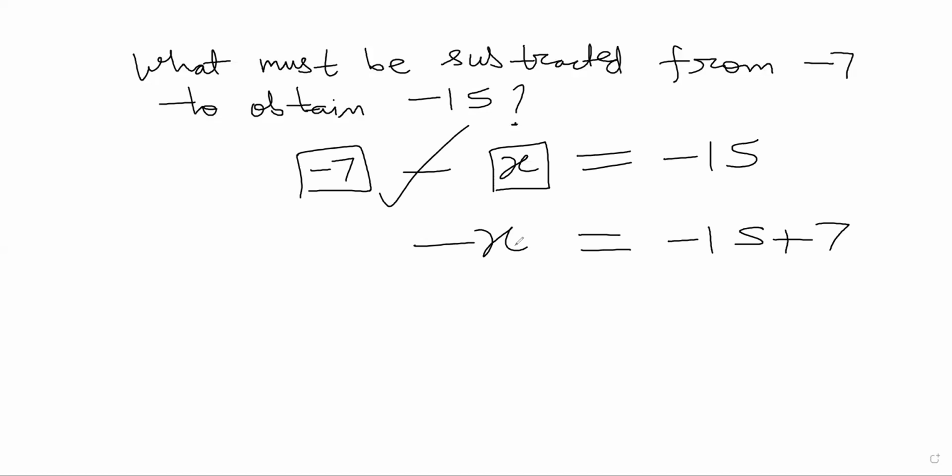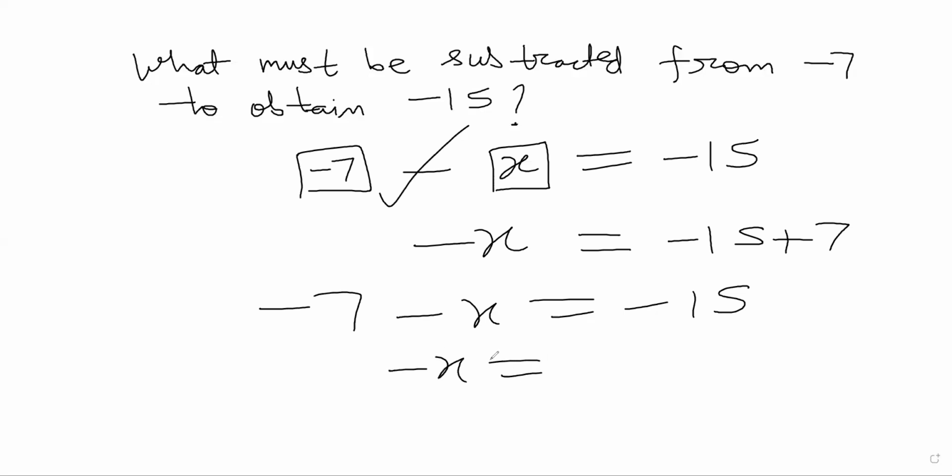No. Then forget these boxes. You can just write it in this way: minus 7 minus x equal to minus 15. You can write like this only, no? Yes. Now, here it is minus x. I am taking only minus 7 to the right side. And this sign is not going to the right side, no? So this sign remains here only. Now, whatever result I am getting, that is for minus x.